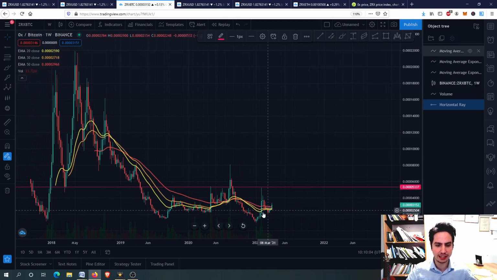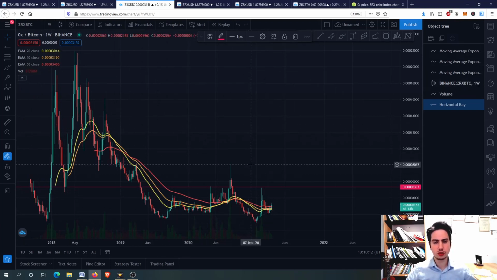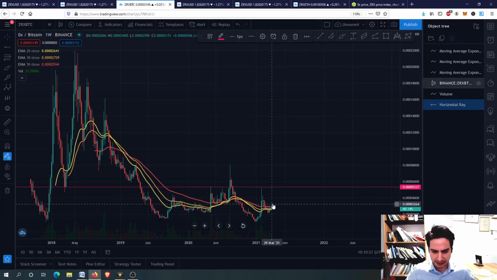But overall, guys, you can see we are near the bottom. Okay, not here, but we are near the bottom. So it has huge potential to grow even further for ZRX against Bitcoin. Okay, so we have to wait, but we always have to take into consideration the support and resistance lines I've talked about before with ZRX against USD.